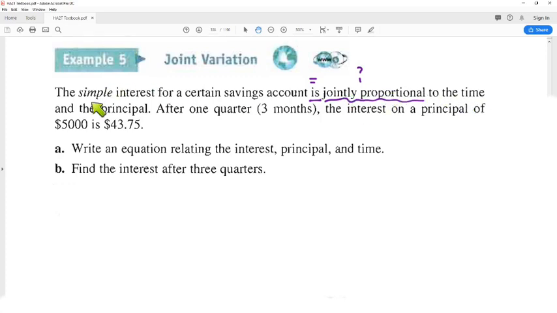Jointly proportional to the time and the principal. All right, so we got something happening right here to time and principal. Okay, the simple interest, that's the other thing. So simple interest is jointly proportional to time and principal. So what do these words mean? I know there's more to this problem. The rest of it gives us some numbers so we can answer some questions. But let's figure out what just this is saying right now.